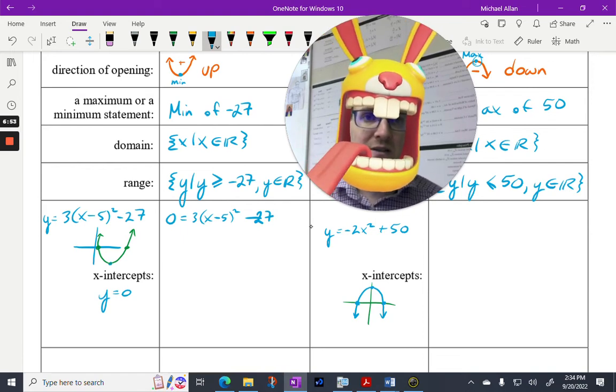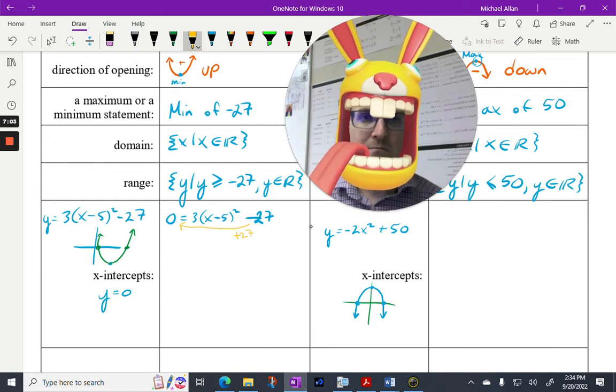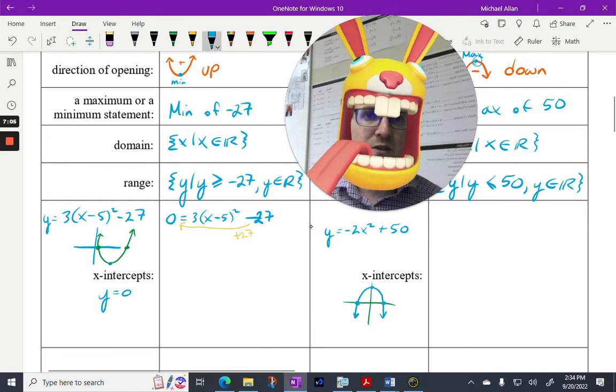So I'll make it equal to 0. And our first step now is that we're going to take this 27 here. I'm going to add it over to the other side. Kind of move it over to the other side there. So I'm going to get a 27 on this side now.